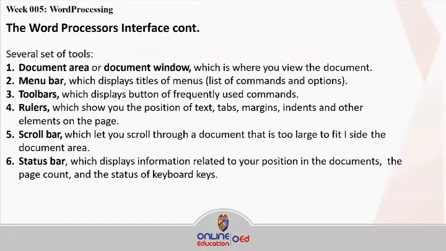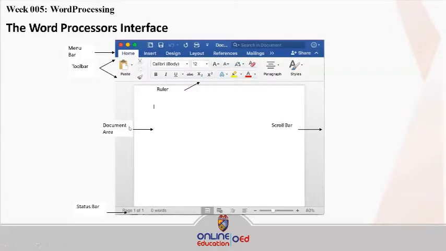So we have here the several set of tools used in the word processor. So we have the document area or the document window, which is where you view the document. So dun daw makikita yung document. So ito yung kanina. Click tayo dun sa, ayan. So this is the document area. Ito yung sinasabi ko, dito yung makikita yung laman ng document ninyo.